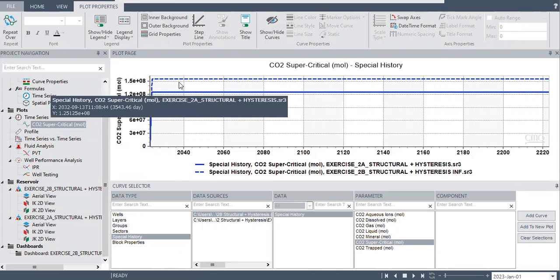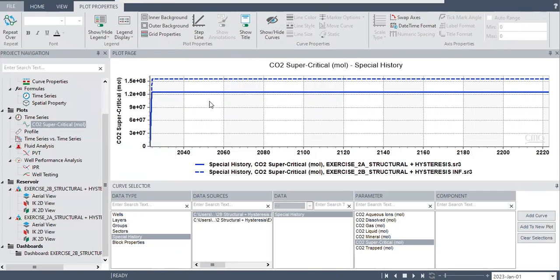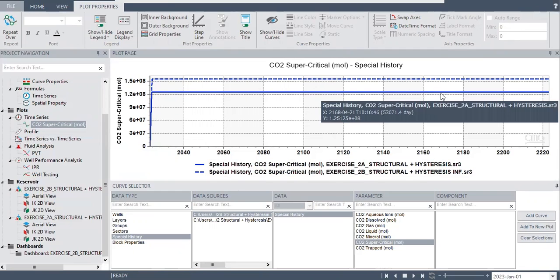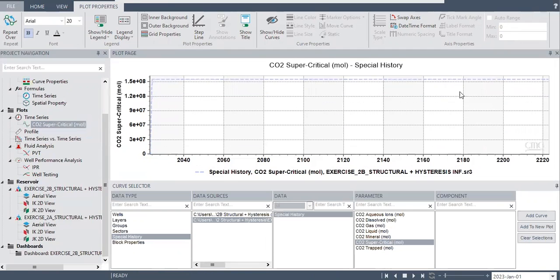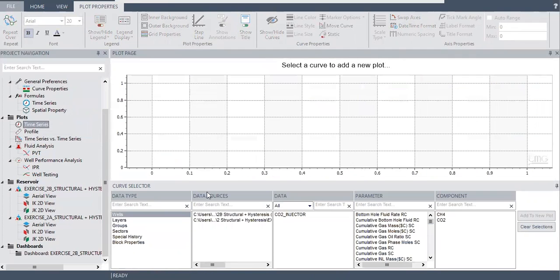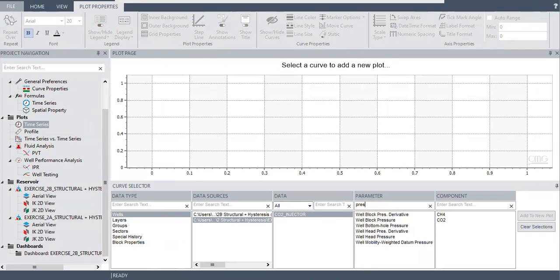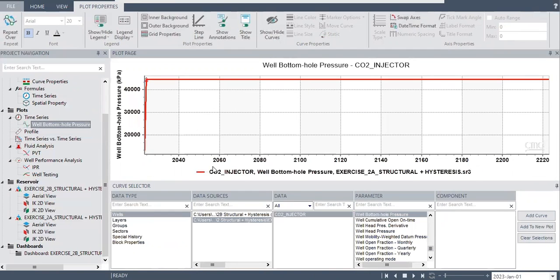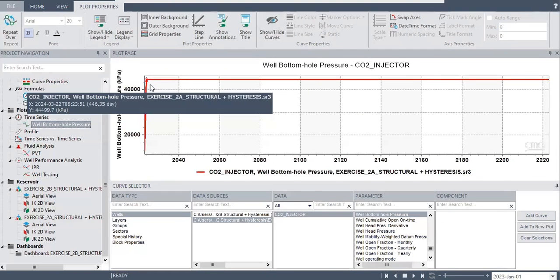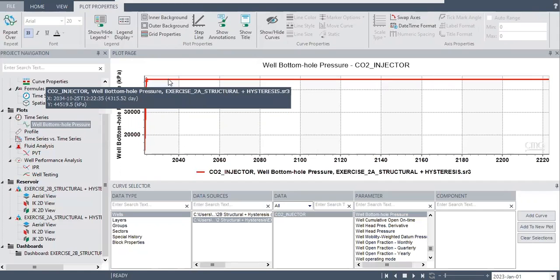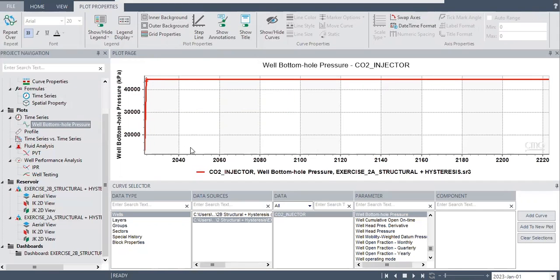All right. Okay, and let's see the pressure. First wells, CO2 injector, well block pressure or well bottom hole pressure. You see the pressure very quickly reaches 44,000.